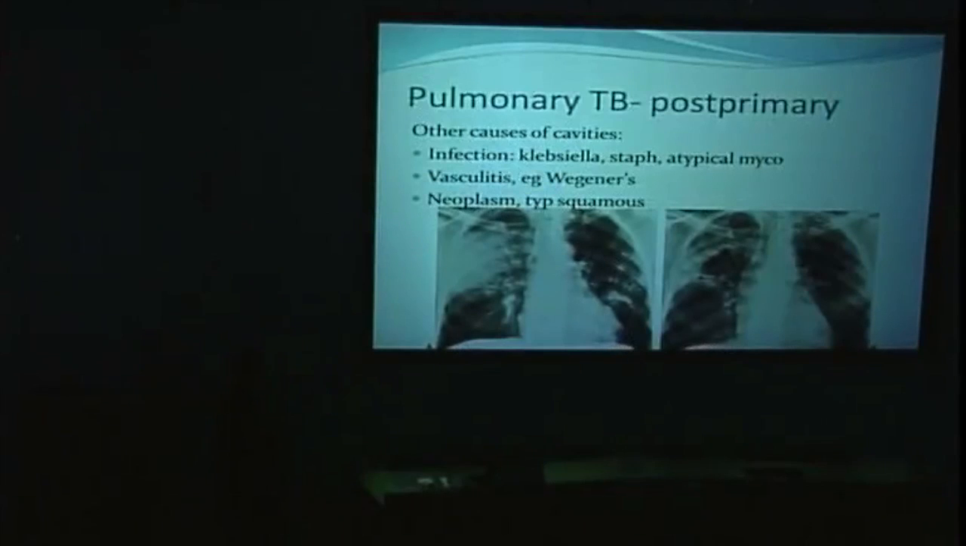Just other causes. TB obviously isn't the only cause of the cavity. Always bear in the back of your mind, like in this case, there's a fairly typical lobar looking pneumonia. We can see it bounded inferiorly by the horizontal fissure here, so that's an upper lobe pneumonia. And then a week or so later, this was the appearance. We can see a large cavity within this area. This was a Klebsiella pneumonia.